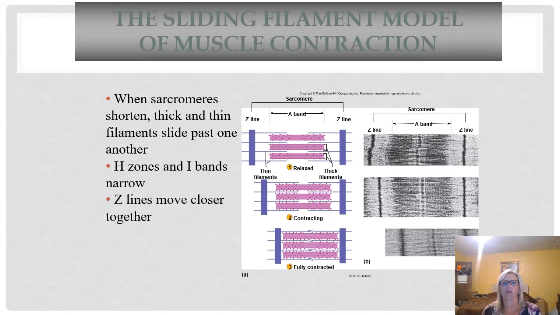And this is kind of a summary here. You can see you've got your H zones and your I zones, I bands narrowing, and then the Z lines move close together. And that's what this is showing you, okay? So this is the diagram on this side, and this is what it actually looks like microscopically. So you can kind of get a view of what's happening there.